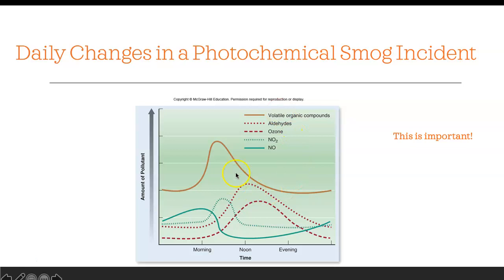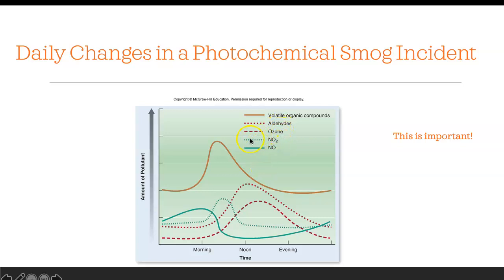This serves as a case study to understand sunshine and the warm temperature. The brownish line is VOC. This dotted line is aldehyde. And this line, with the longer broken line, that is ozone. So these two are the end products of the smog.